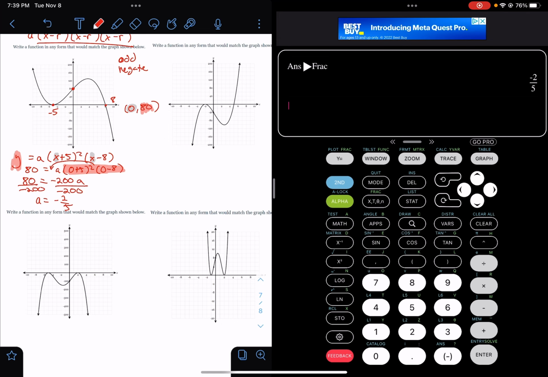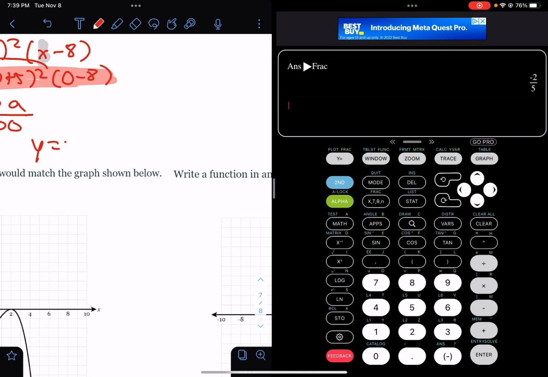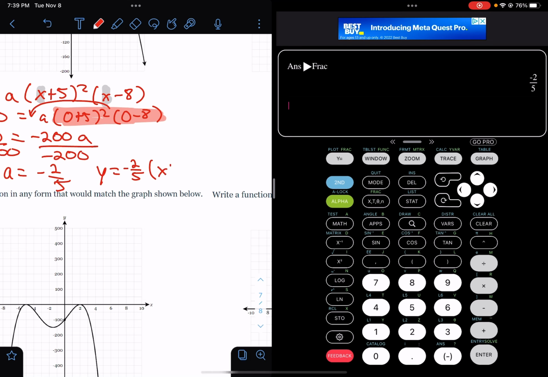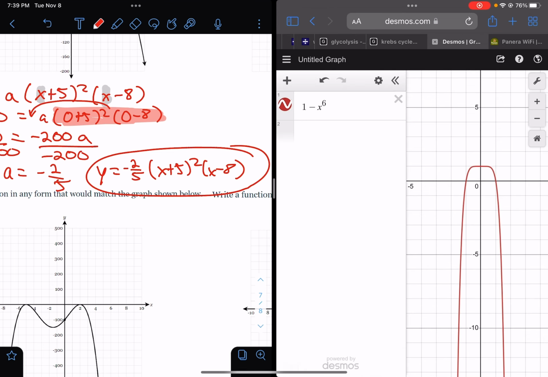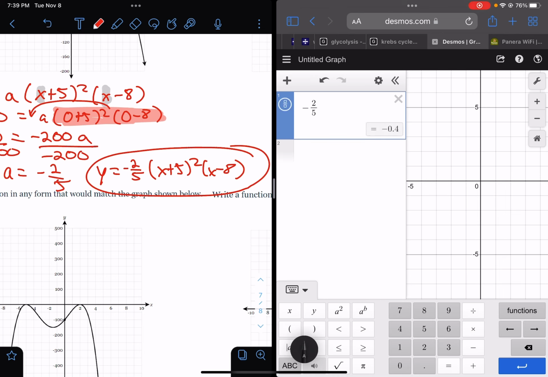So my final answer here is going to be y equals, and then my a value, which is negative 2/5, and then I've got my roots that I found, which is x plus 5 squared, x minus 8. This is my equation. And I'm going to go ahead and show you that we're right. We're going to go graph it on Desmos. So if I go and graph this, negative 2/5 times x plus 5 squared times x minus 8.